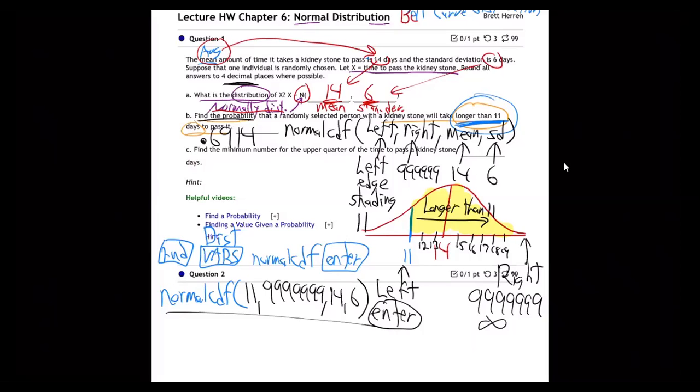That makes sense because the average is 14. So we'd expect that most people will take longer than 11. So we'd expect an answer higher than 50%. It's about 70%. That seems reasonable.